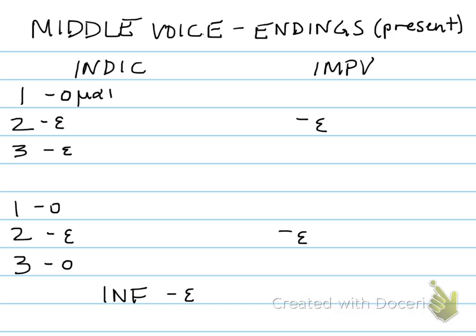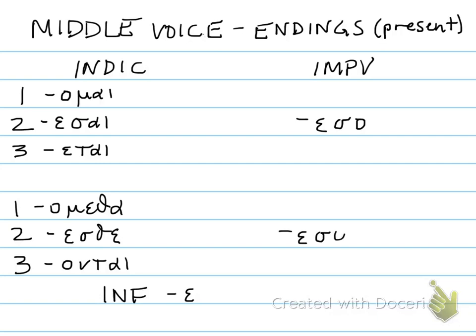-mai, -sai, -tai, -metha, -sthe, -ntai. And in the imperative mood, the second singular imperative middle ending is -eso, and the second plural imperative middle ending is -sthe. The infinitive ending is -sthai.